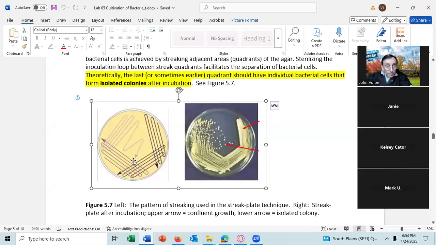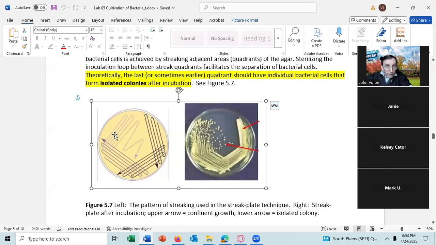Quadrant 4, they've actually done correctly, and that is you then sterilize the loop, put it on quadrant 4 to cool it, bring it back to quadrant 3, bring it back about 3 or 4 times, and you do it where the quadrant 3 is lighter, not where quadrant 3 is heavy.